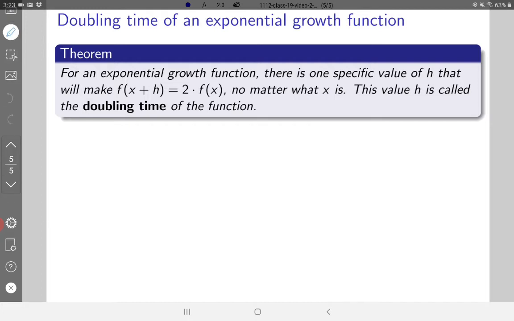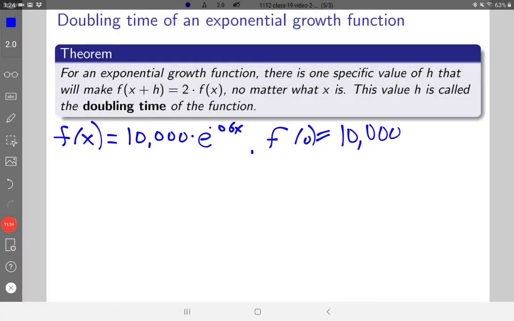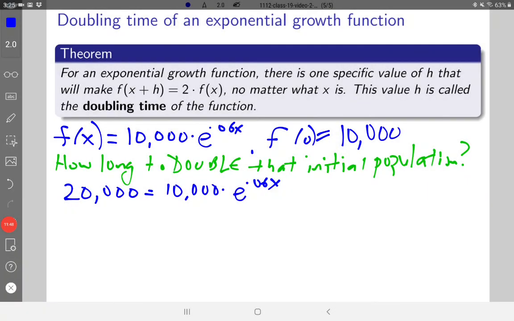So let me set up an equation that we can solve to explore what's happening with our particular situation here. As a reminder, here's the population growth function f that we found, and we know that the output at time 0 in the year 2000 was 10,000. So I might wonder, how long does it take to double that population? Here I have set up an equation that represents that question. How long will it take to double that initial population?